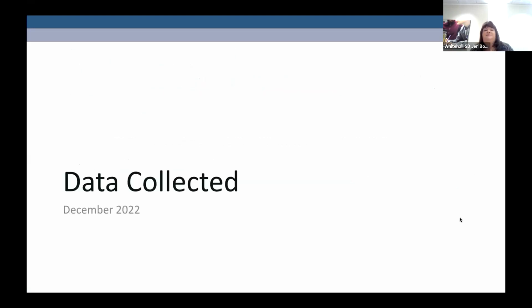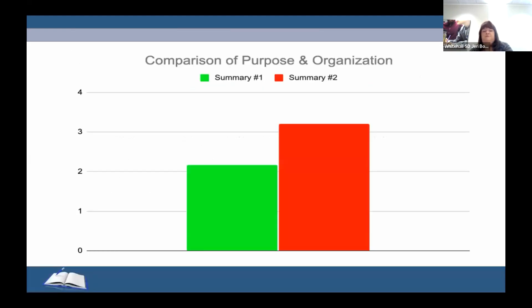So taking a look at the data that we collected, we took the 4-point rubric and we broke it into 2 pieces to do a comparison. And so what we saw in the comparison of purpose and organization is we saw a growth from summary 1 to summary 2 that was, I think, around 58% growth from that first summary to the second summary. And so when Jerry and I were talking about this, we were looking at it and we're like, well, that's a difference between basic and proficient. If we're going to look at that in terms of language, of where we want our students to be moving towards that proficient line of being able to write proficiently and being able to use that vocabulary. And so we did see that.